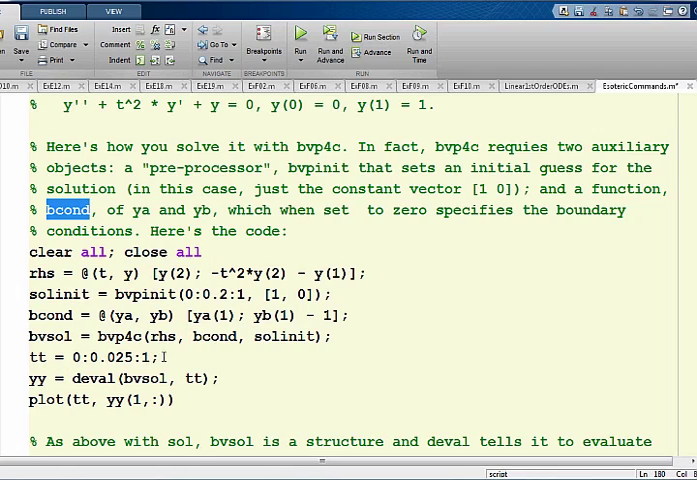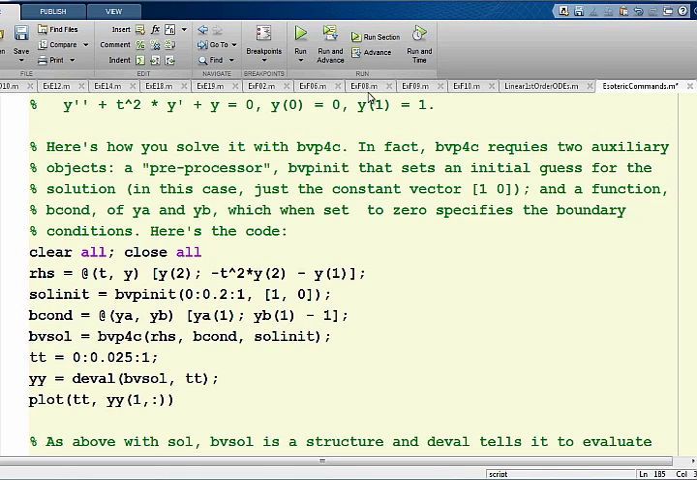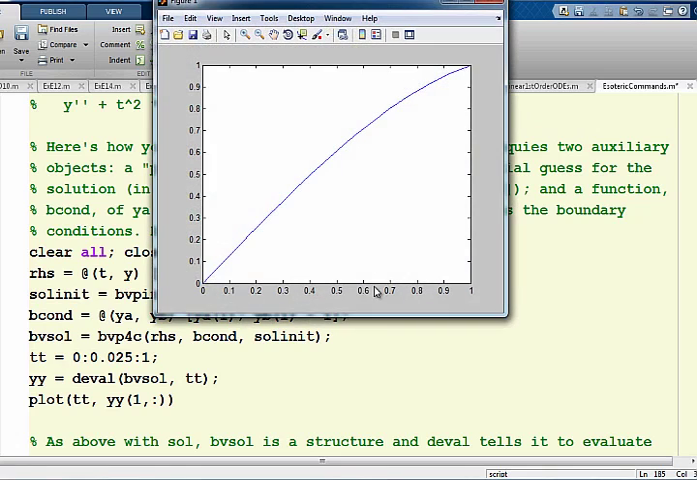We set up a vector between 0 and 1 with step size 0.025, and we tell deval that that's where we want to evaluate the solution, the boundary value solution, and then we will plot it. I'll evaluate this in a second, but as above, with sol, bvsol is a structure, and deval tells it to evaluate the solution at a regular set of points. If we do this, there's the curve. Right? 0 at 0, 1 at 1.